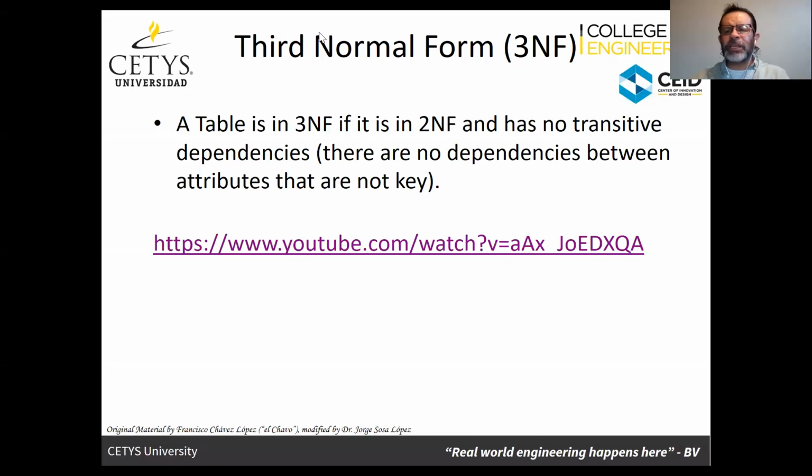And so for the third normal form, what we want is to eliminate transitive dependencies. These are dependencies that occur between two or many attributes that are not key attributes, like the example that we have there.